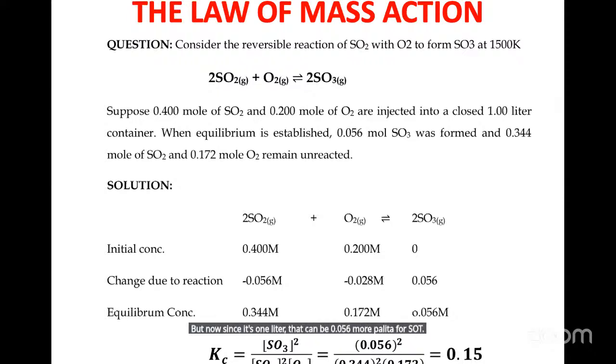But for SO2 and O2, you're only given what was left. That is 0.344 mole of SO2 and 0.172 mole of O2 remain unreacted.